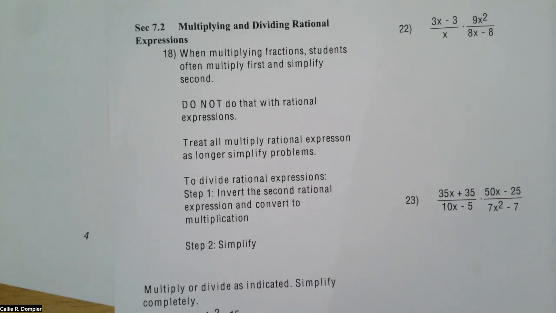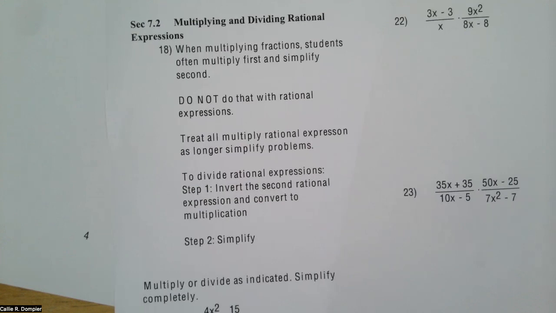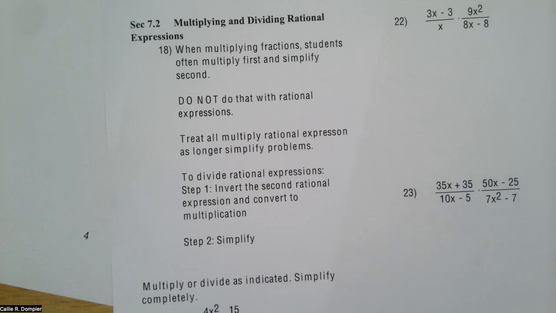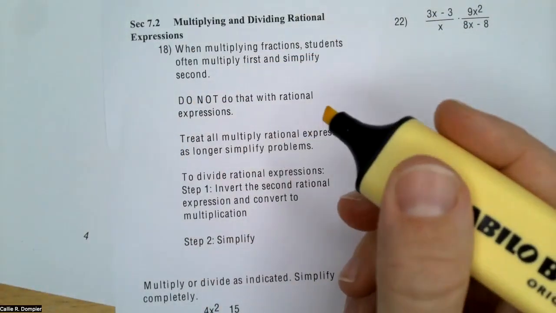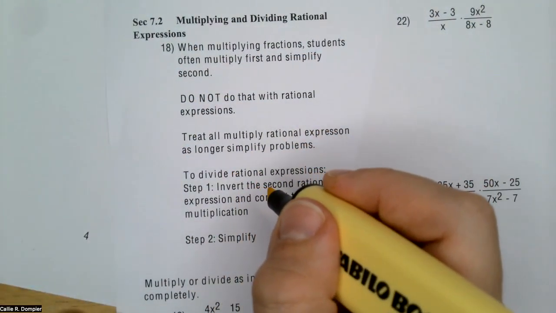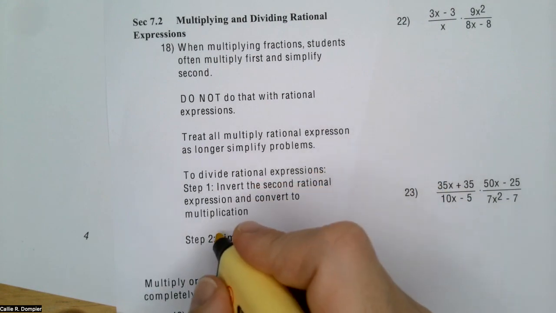All right. So now we're going to move on to multiplying fractions. That was just simplifying. Now we're going to multiply them, and then on the last page, we're going to divide them. So when multiplying fractions, we should not multiply first and simplify second. Do not do that. Simplify.